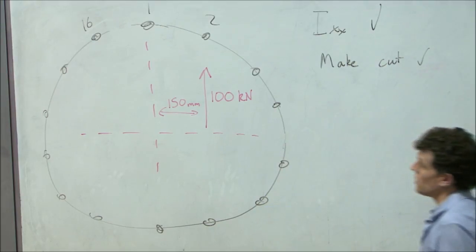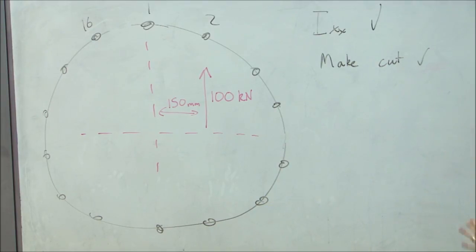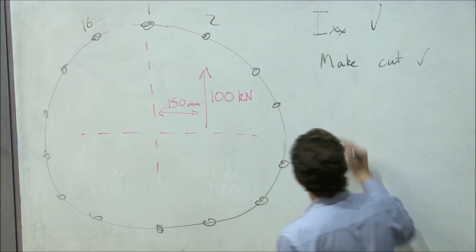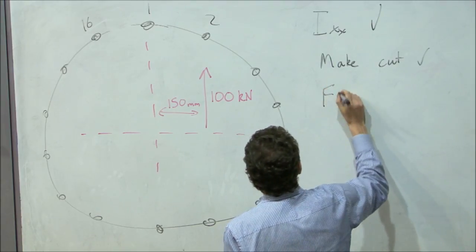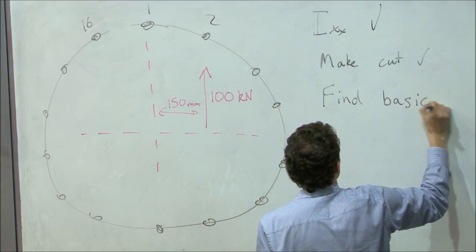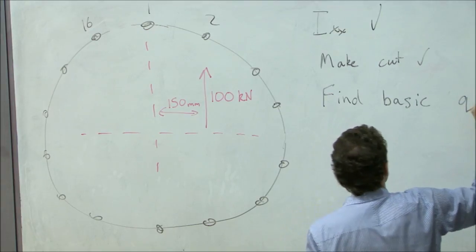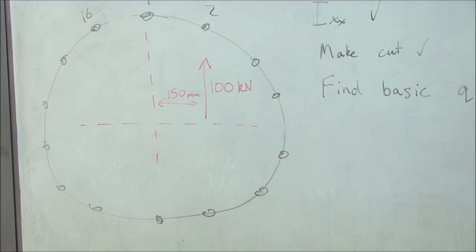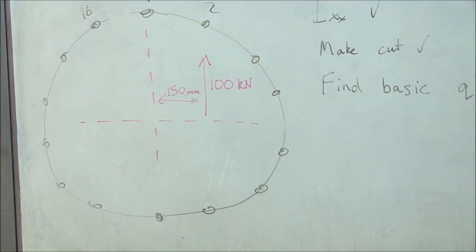Okay, so we've made the cut. And remember, it's a virtual cut. We're not really slicing down our fuselage. We're just, for the moment, setting the shear flow equal to 0 at that point. Now, the next step is to find our basic shear flows, find our basic values of Q.